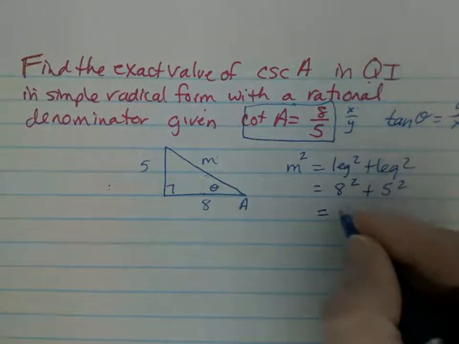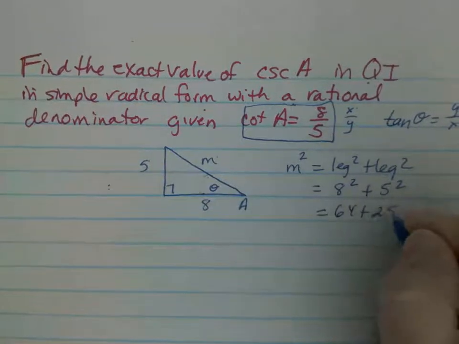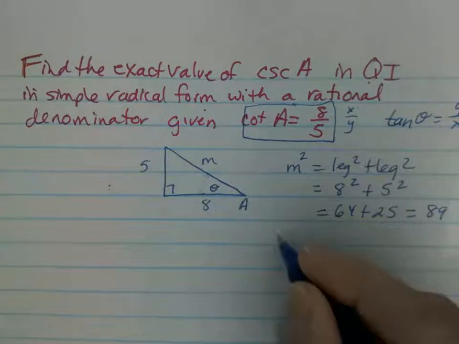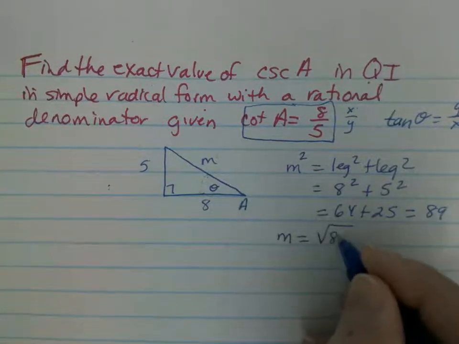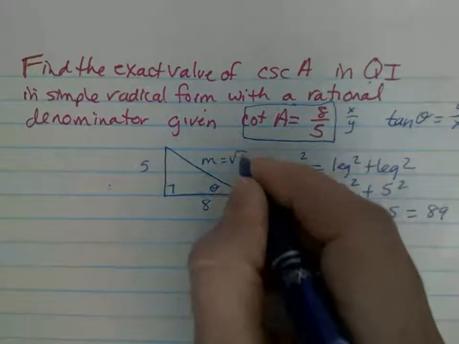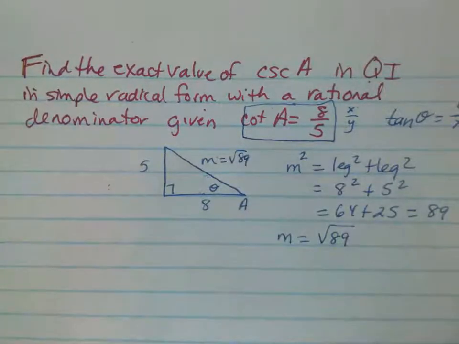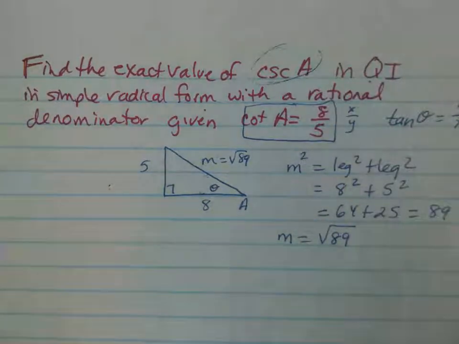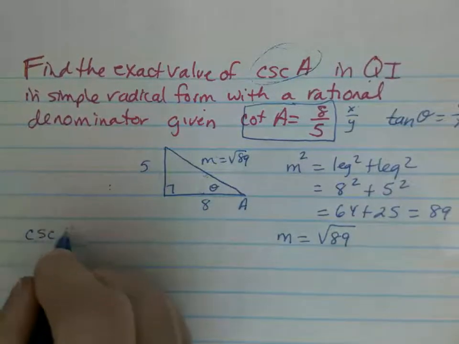8 squared is 64 plus 25. So that will actually equal 89. So M will be the square root of that. And then just label that. Okay, so we don't have to do really any other fancy math. We just have to go up and see what they want us to answer. They want us to answer the cosecant of A.